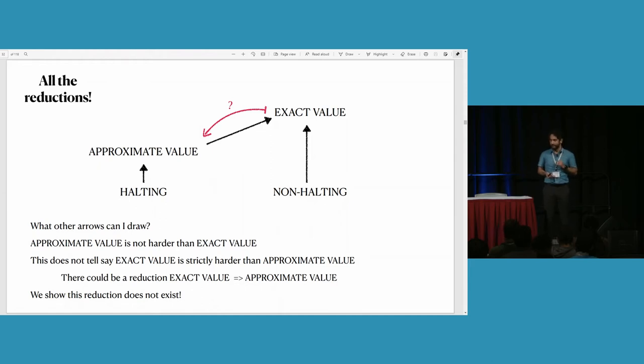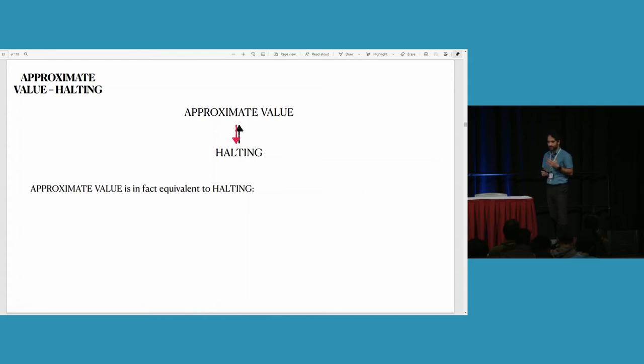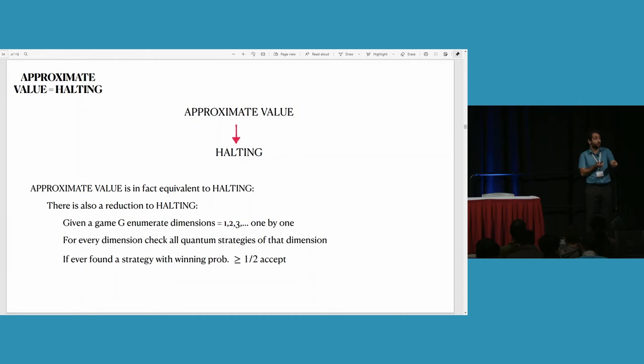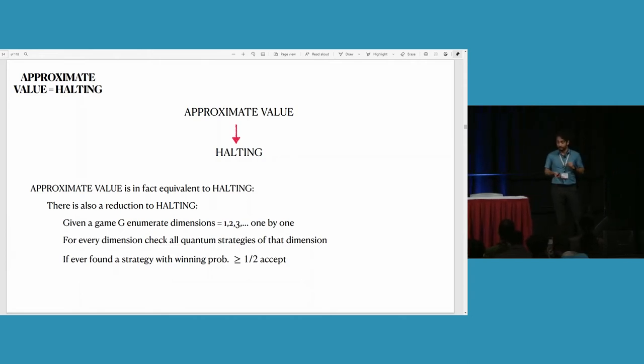So let's see that. First, the approximate value problem and halting problem are in fact equivalent. I already told you that halting can be reduced to approximate value, but there is a reduction in the other direction. So let's see that reduction. Unlike the halting to approximate value, which is very difficult to prove, this direction is easy and we can very quickly see that. So the goal is that I'm given a game and I would like to produce a Turing machine. The Turing machine is as follows. Enumerate over all dimensions one by one, starting from dimension one, and go over every single strategy of that dimension. And the moment you reach a strategy that has winning probability at least half, stop and accept.